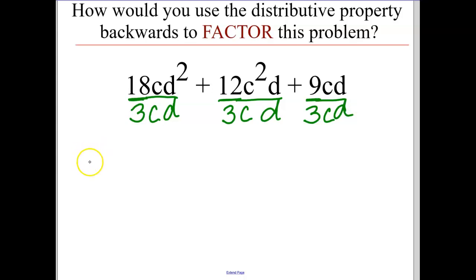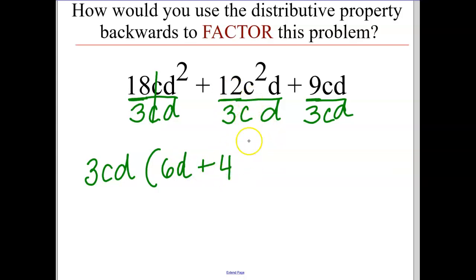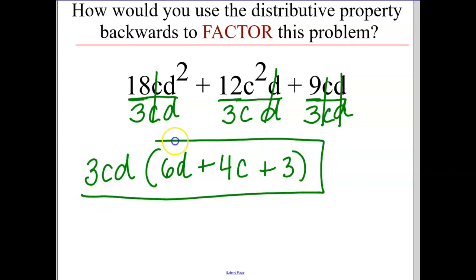So now I am taking out of every single term from this trinomial a 3cd. 3 into 18 goes 6. My c's simplify to be a 1. My d's just become 1d. Then 3 goes into 12 4 times. c into c is c. And my d's simplify to be a 1. 3 into 9 is a 3. c simplifies, d simplifies. That's awesome. And here you have your factored form of that trinomial. Pretty cool, huh?